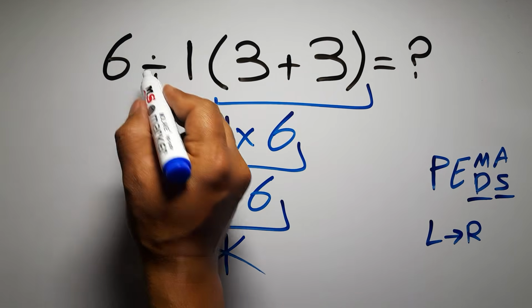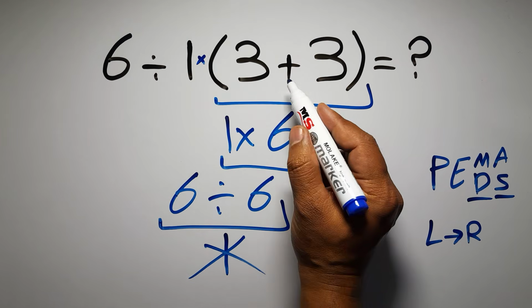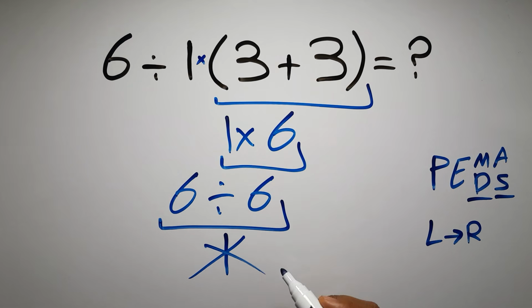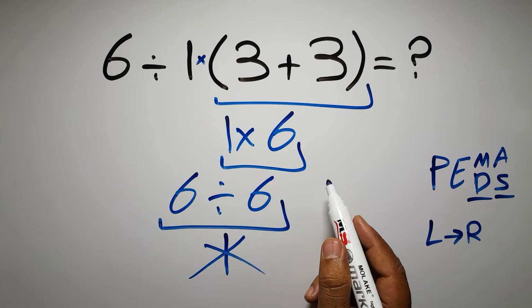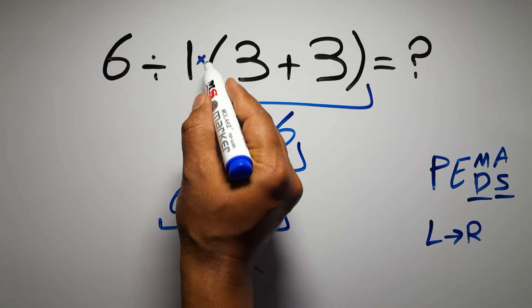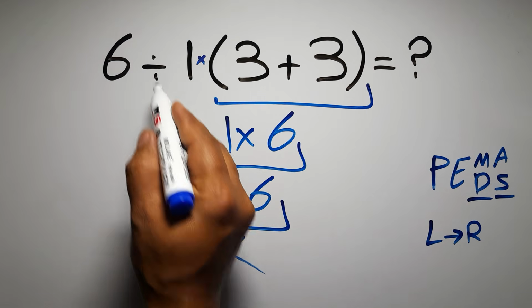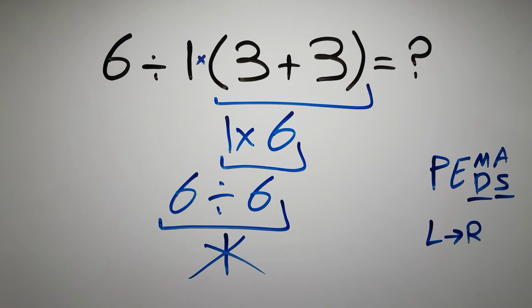In this expression, we have one division, one multiplication, and one parenthesis. Inside this parenthesis, we have one addition. According to the PEMDAS, first we have to do this parenthesis, then this division, and finally this multiplication. If we do this multiplication before this division, it is wrong.